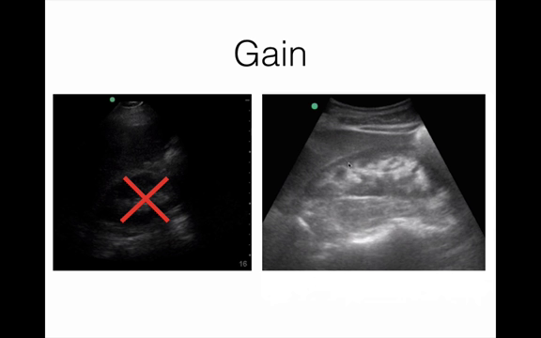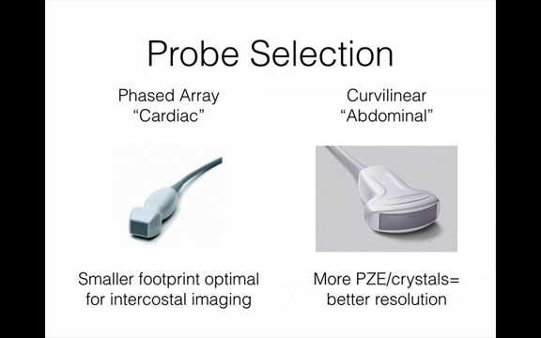You can see the cortex of the kidney, the renal pyramids, the calyces, and the renal pelvis very well, even the psoas muscle. In terms of probe selection, there are two probes that you can typically use, the cardiac or phased array or the curvilinear or abdominal probe. I tend to prefer this because you can go through ribs really well because of the small footprint.